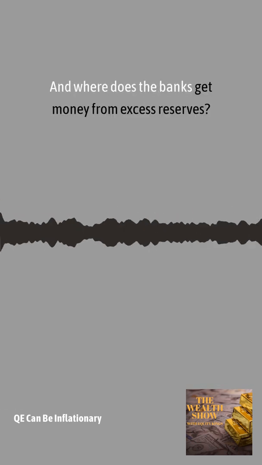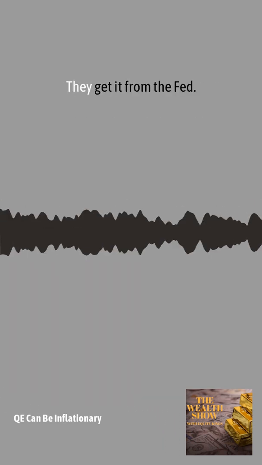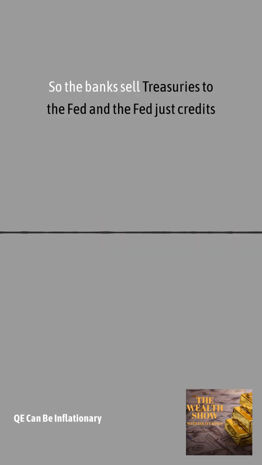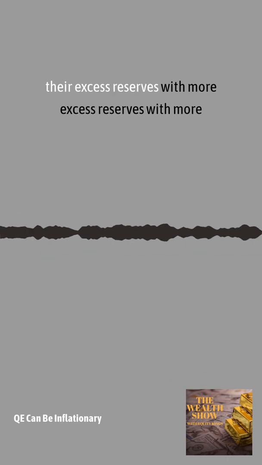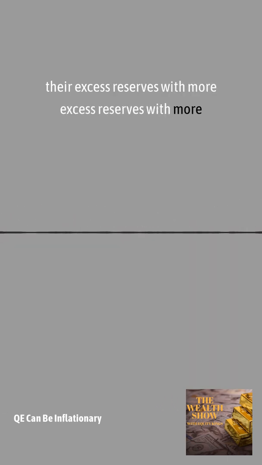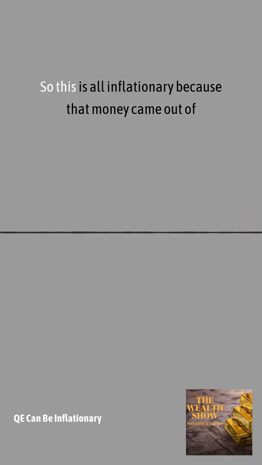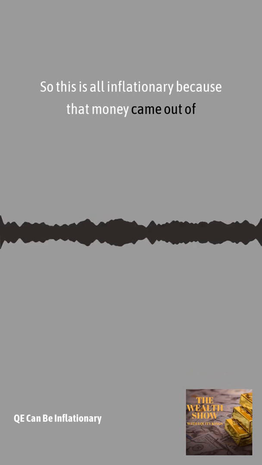And where do the banks get money for excess reserves? They get it from the Fed. So the banks sell treasuries to the Fed, and the Fed just credits their excess reserves with more excess reserves, right? With more excess bank reserves. So this is all inflationary because that money came out of nowhere.